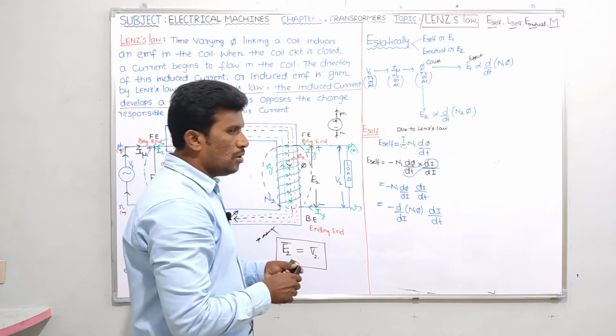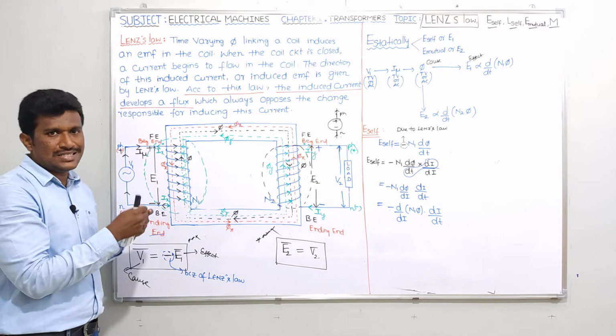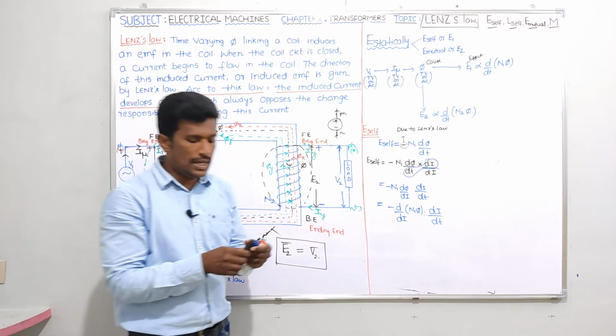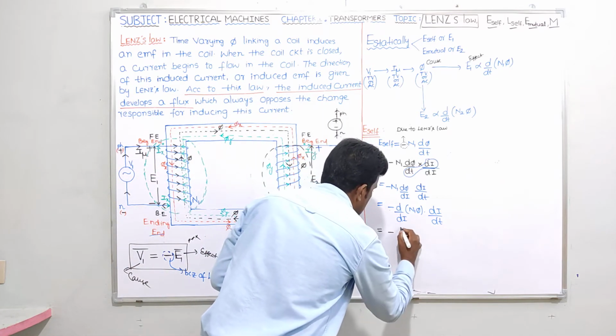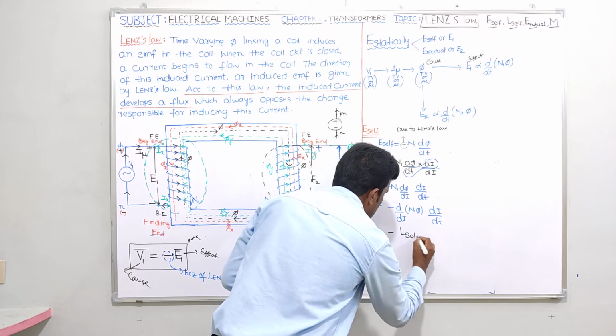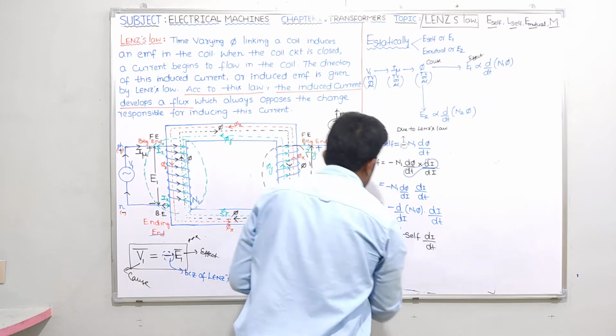Okay, and generally everybody knows that voltage across the inductor is nothing but L di by dt. Like that, if you compare this equation, I am writing minus L self, the self-inductance, into di by dt. Just compare these two equations guys.